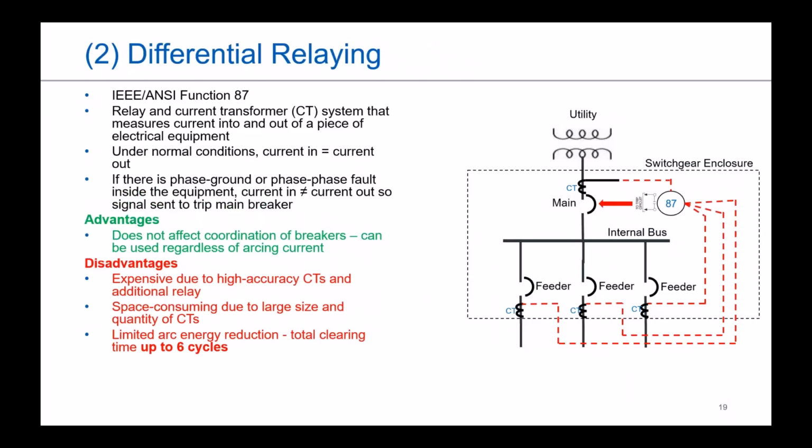Differential relaying, I'm not going to dive into the specifics of it, but the idea is that normally you've got current coming in, you should have about the same amount of current going out, and you're measuring across different locations to make sure that all adds up correctly. And then you've got an issue when they don't equal each other.